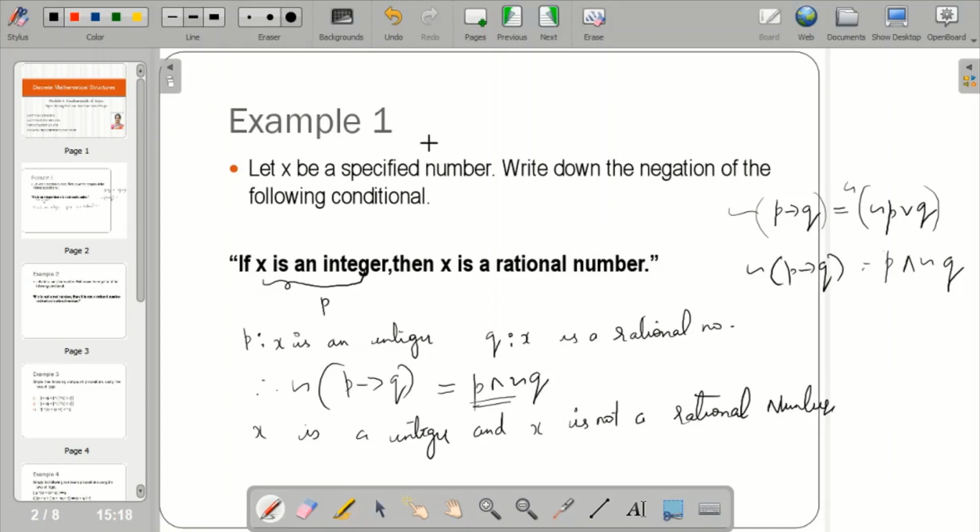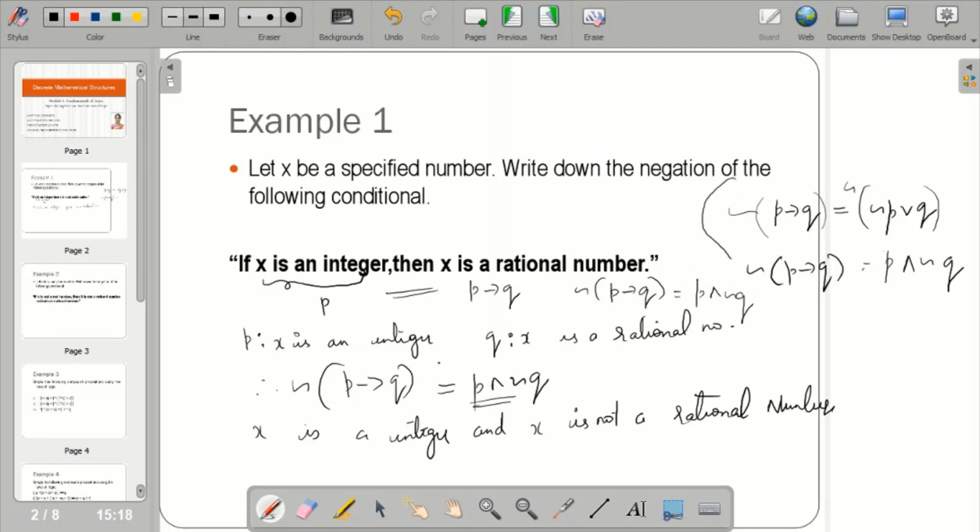I'll repeat. Let x be a specified number. Okay, write down the negation of the following conditional. They told us if x is an integer, then x is a rational number. You should write it again in terms of a compound proposition. So you know if then is nothing but the conditional itself. So this is if p then q, in the form of p conditional q. They told you to find the negation of p conditional q. So the negation of the whole p conditional q is nothing but p and negation of q.